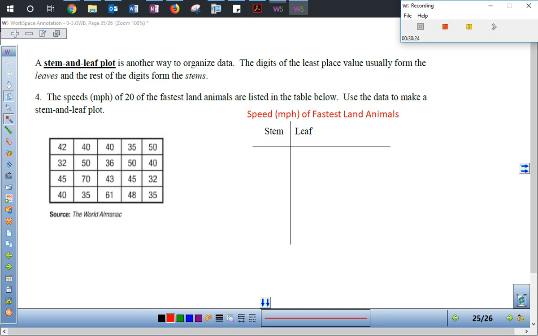So I have my title here: Speed in Miles per Hour of the Fastest Land Animals. Notice I did label what they measured it in. That way it's easy for me to understand that we're talking in miles per hour here, not kilometers per hour.